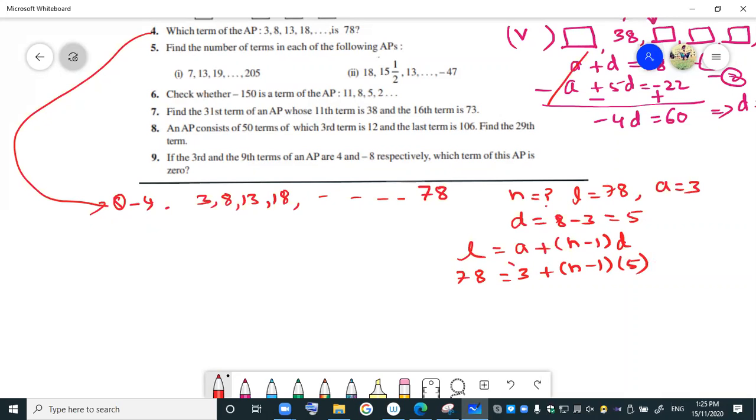Okay, this 3 you can bring here. So 78, because it is plus, this will become minus. 78 minus 3, then n minus 1 into 5. You can solve by any way. 78 minus 3 is 75, and this 5 will come down to the left side. On the right hand side you will have n minus 1. So 75 divided by 5.